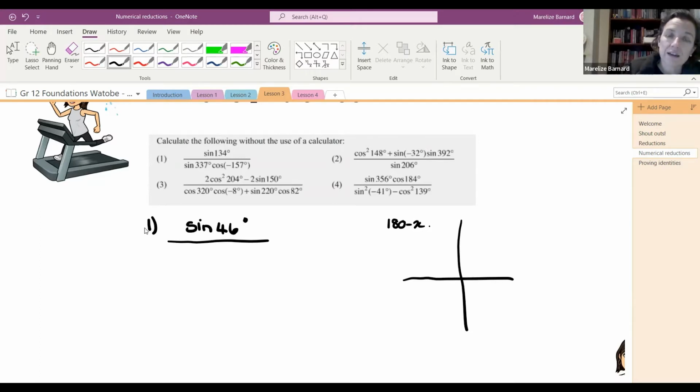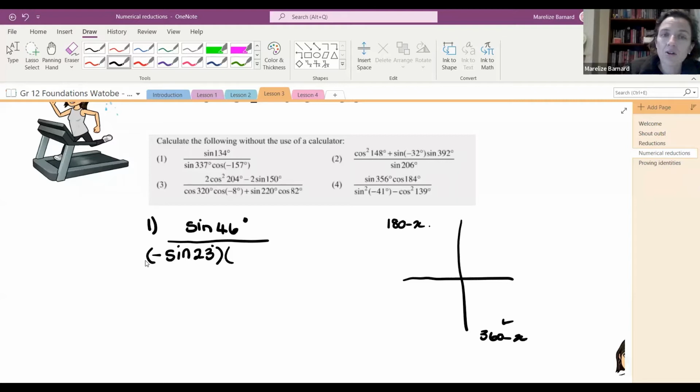Sine 337. 337 will definitely be in the fourth quadrant. So the fourth quadrant is 360 minus x. What must I subtract from 360 to get 337? That gives me 23, sine of 23. But sine in the fourth quadrant is negative. So we need to make that negative.